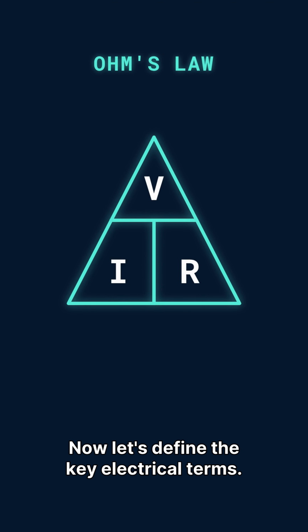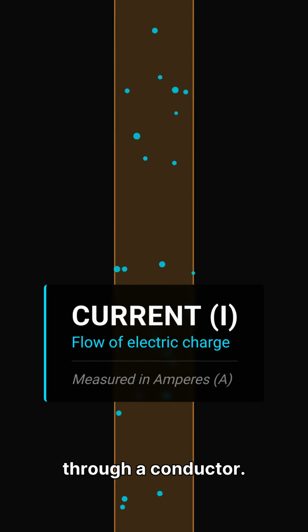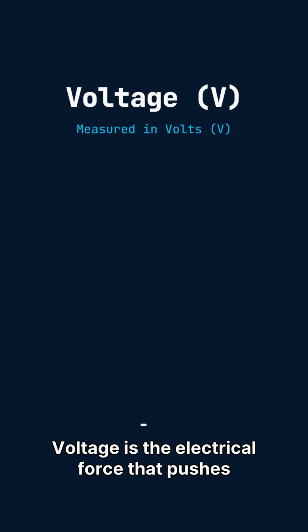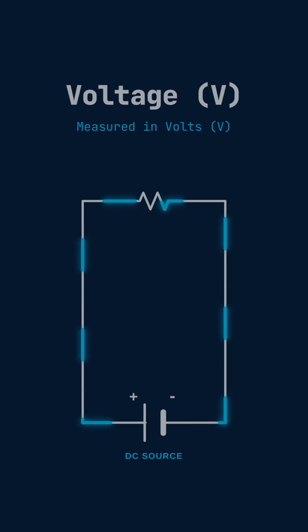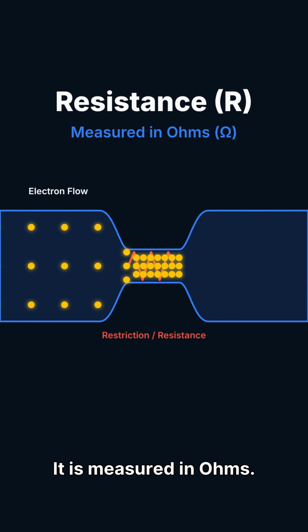Now let's define the key electrical terms. Current is the flow of electric charge through a conductor. It is measured in amperes or amps. Voltage is the electrical force that pushes current through a circuit. It is measured in volts. Resistance is the opposition to the flow of current. It is measured in ohms.